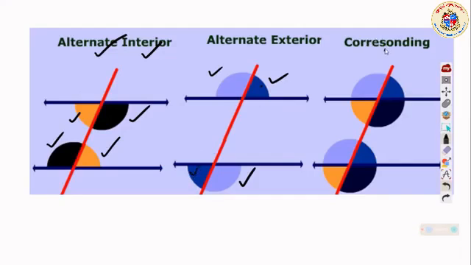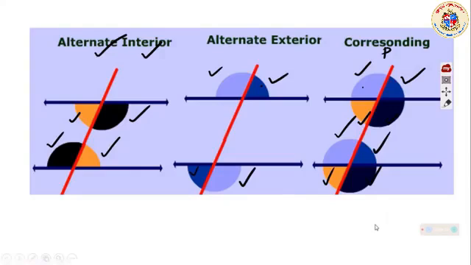These are corresponding angles. Look, they are on the same side of the transversal. This one is in pair with this one, and this one in pair with this. Okay, this is what you should recollect first. Here also the words exterior and interior are used.